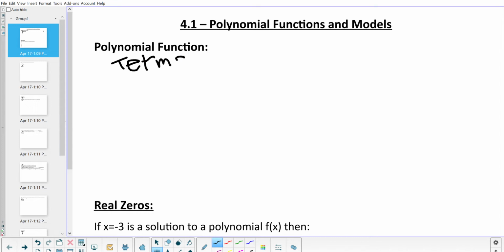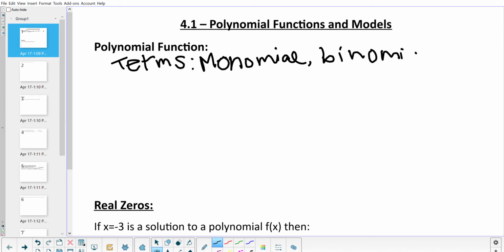So when you're classifying by terms, if there's one term in the polynomial, it's called a monomial. So that would be like y equals x squared. And then you have binomial, trinomial, and then anything more than a trinomial, you just say a four-term polynomial, a five-term polynomial, etc.